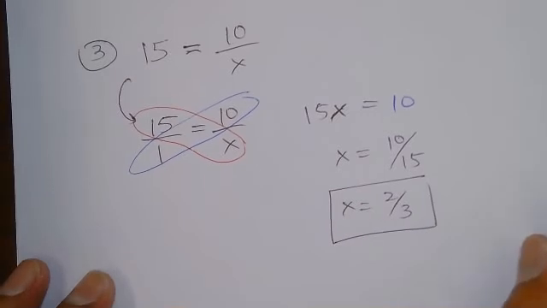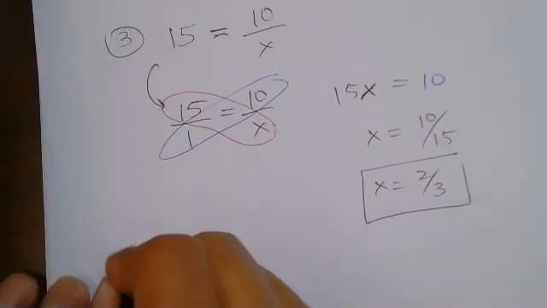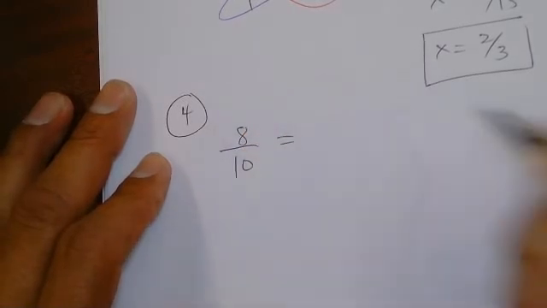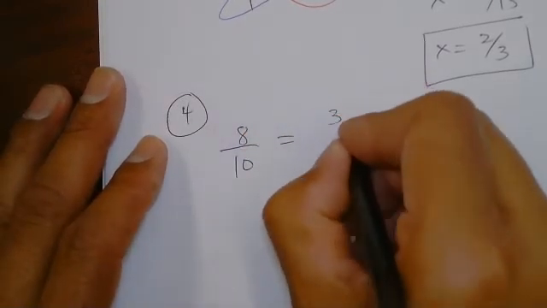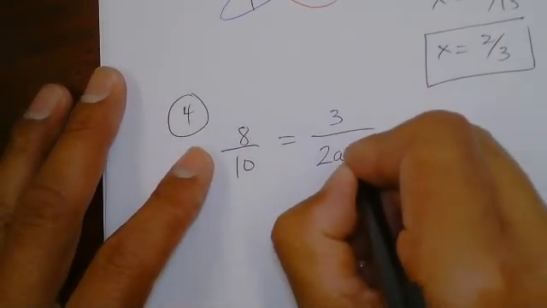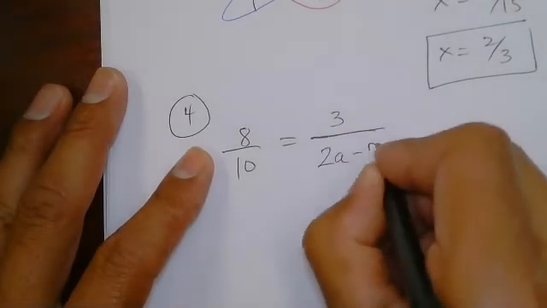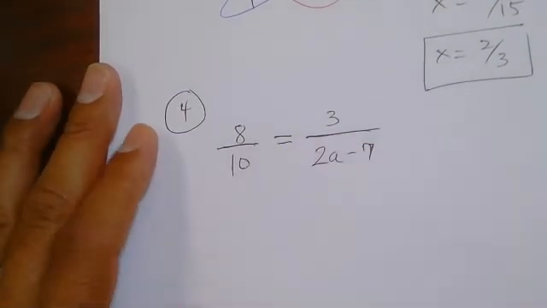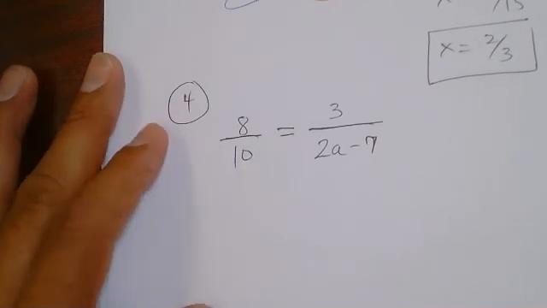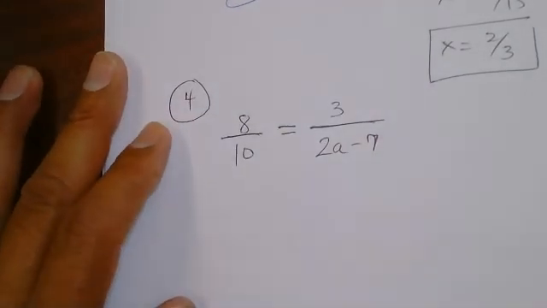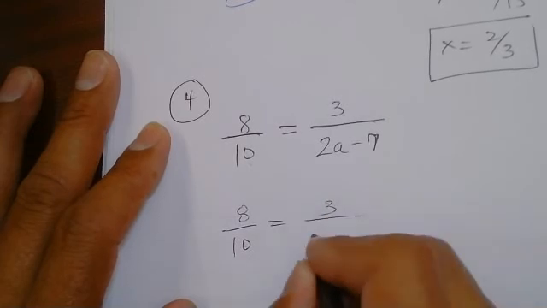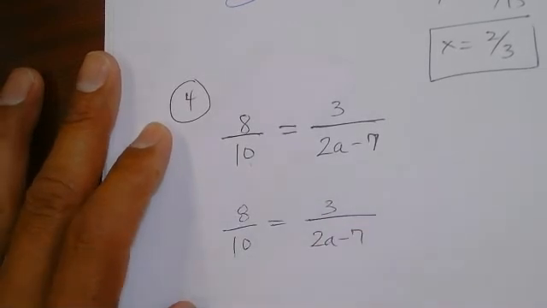All right, just so that I show you one of the easy ones from Algebra 2, this is what an Algebra 2 problem would look like. Number 4. They'll be a little bit more complicated, but it's still a proportion. You're still going to cross multiply. 8 over 10 is equal to 3 over 2a minus 7. See? They start looking a little bit more challenging and not as easy as the Algebra 1 problems, but you still have a fraction equal to another fraction. Okay, so we're going to cross multiply.